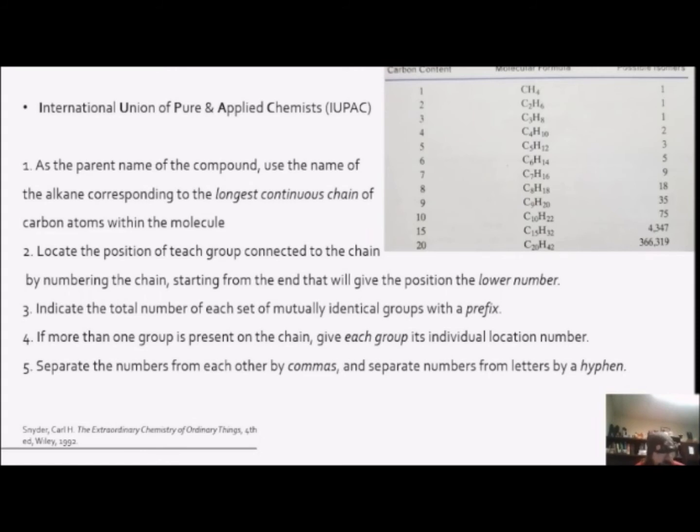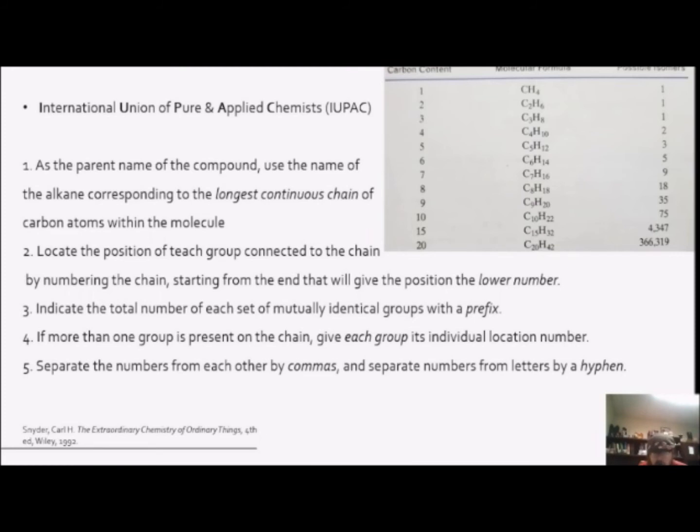So in 1892, there was a convention in Geneva, Switzerland, of the International Union of Pure and Applied Chemistry to come up with a better naming system for organic chemistry. They came up with a system called the IUPAC naming system that we still use today. While this is not the complete rules, it is simple enough for our purposes. Rule 1 is the parent name for the compound. As the root, use the name of the alkane corresponding to the longest continuous chain of carbon atoms. So if it's branched, you find the longest continuous chain. If you went one branch and it was 5 carbons and another branch was 7 carbons, you would name it a heptane rather than a pentane.